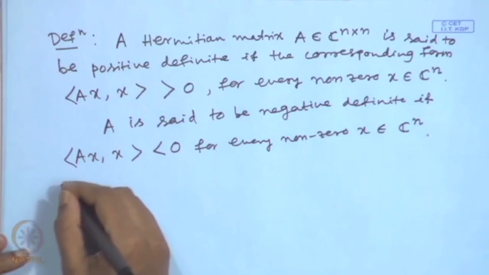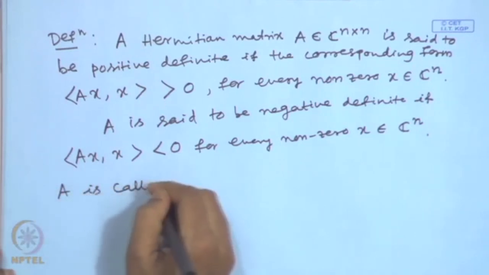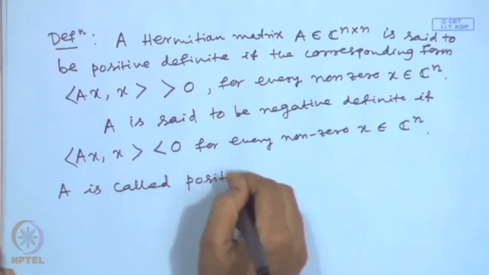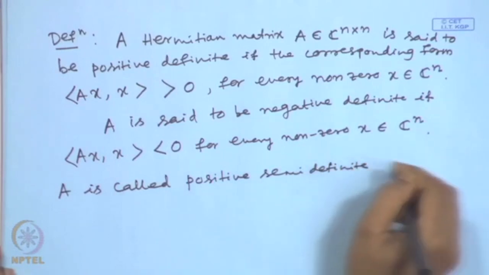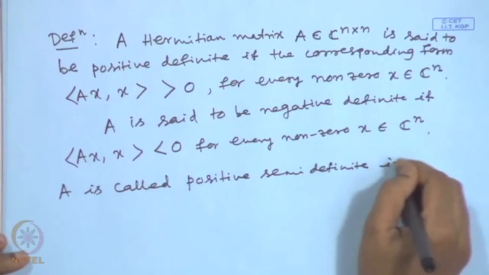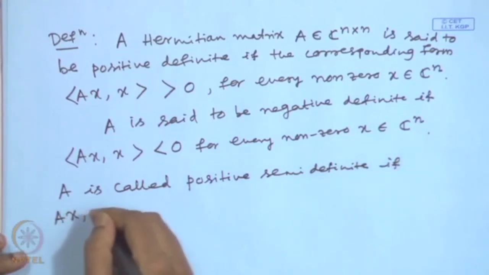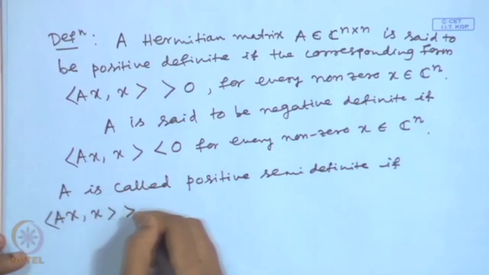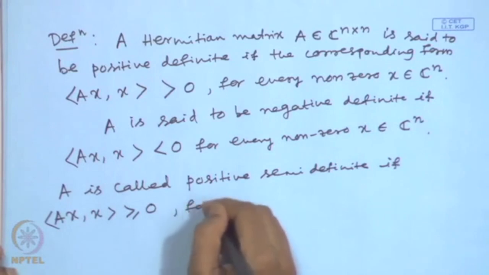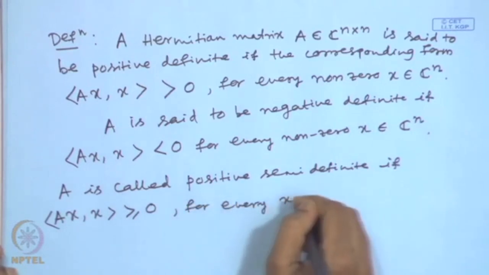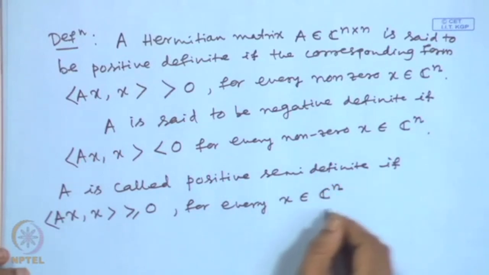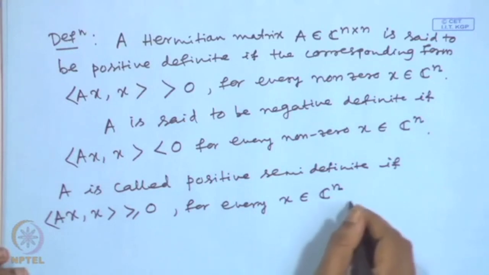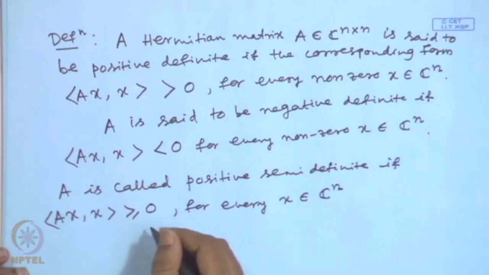We also define positive semi-definite matrices. So this A is called positive semi-definite if this corresponding form AXX is greater than or equal to 0 for every x in C n. So here this x may be taken as the 0 vector. Similarly, one can also define negative semi-definite matrices.